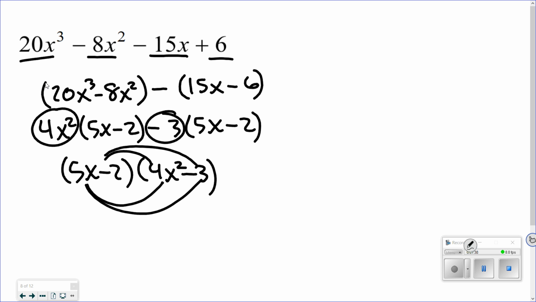You split it into two separate groups, take your common factor out. Once you get to that point, if the parentheses are the same, and they should be if it's going to work, you take that out, and then in the second set of parentheses, you have whatever's left.